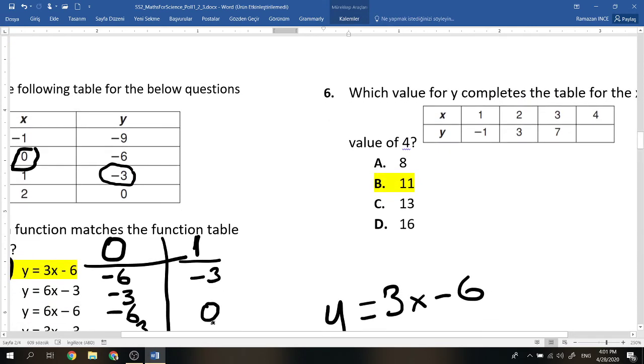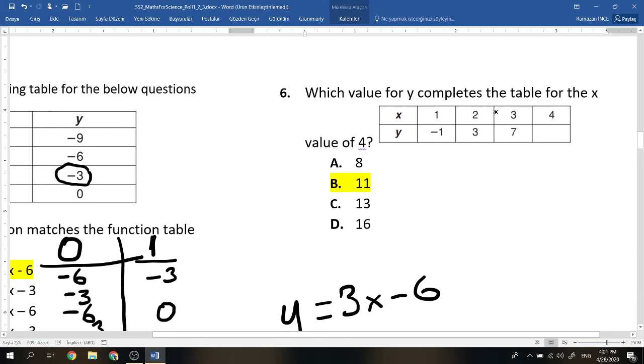Now the question here, the last question: which value for y completes the table for the x value of 4? We have a rule here: if the input is 1, the output is minus 1. If the input is 2, the output is 3. If the input is 3, the output is 7. When you see that, in each one we are adding 4. From minus 1 to 3, you add 4. From 3 to 7, you add 4. So from 7 you again add 4. Then 7 plus 4 will be 11. Means our option will be 11.